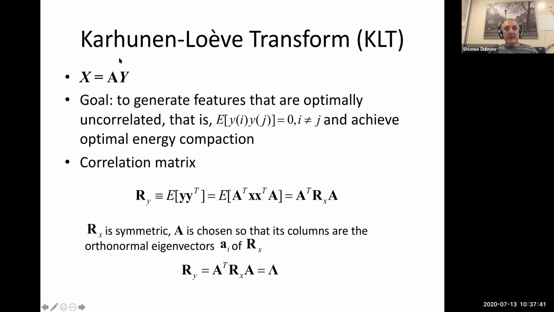Okay, so the KLT, or the PCA, tries to find this sort of mapping where we want to find something about the A that will give us some nice properties about the Y. The properties about Y that we want to have is that the Y's are independent or uncorrelated, and that the error is minimal. We showed this before, that there is this optimal energy compaction.